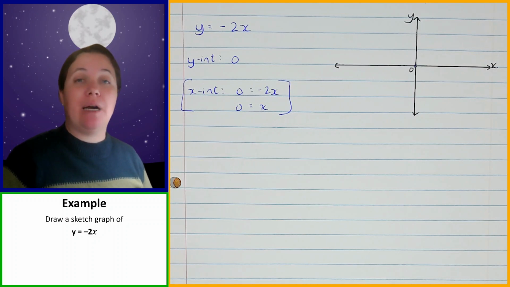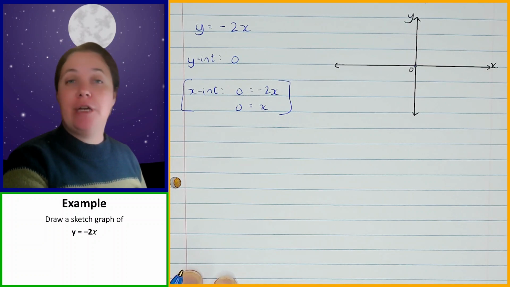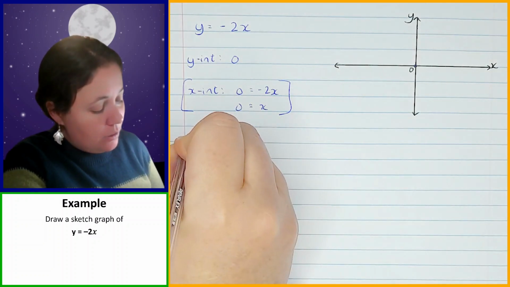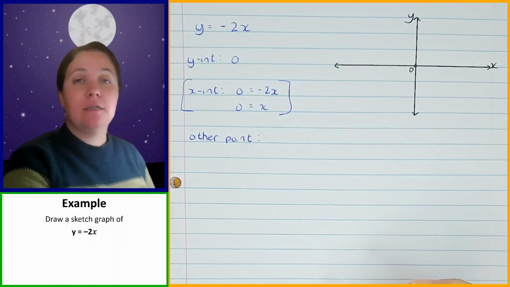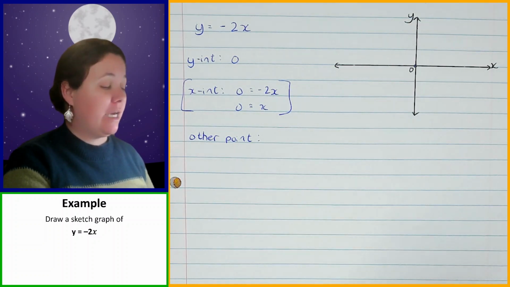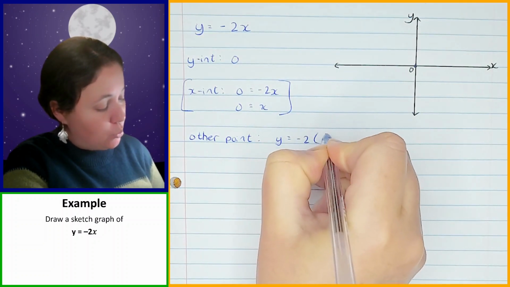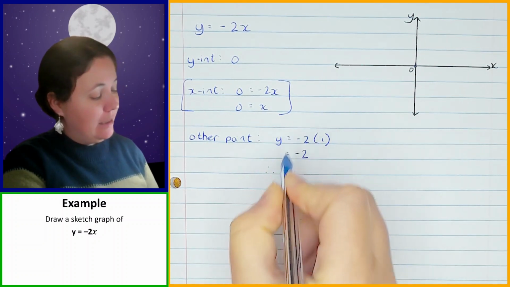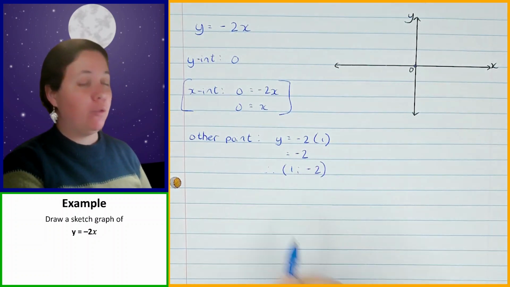So now what we have to do is find another point. So what we're going to do is we're going to take any x value and substitute it in and find the corresponding y value to make another point. Okay, so for my other point, I just find it easiest to use the x value 1. You don't have to. You can use another x value if you want to, but I just find it easiest to make x 1. So I'm going to have y equals negative 2 times 1, and that gives me negative 2. And then I can say that my other point is going to be x is 1 and y is negative 2. So it's the point 1, negative 2.